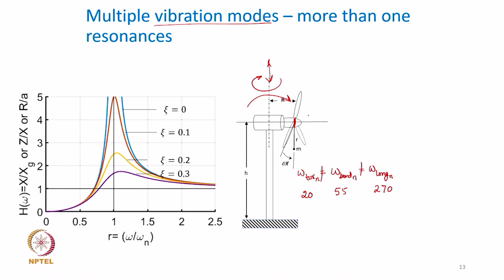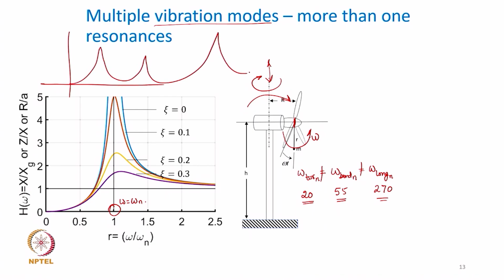So, the excitation frequency, which is the rotational frequency of the shaft, I need to ensure that it is neither matching with this natural frequency nor with this nor with that. Okay. So, this graph which gives me the resonance point omega equal to omega n would actually now turn to multiple such resonance points. Even for a simple system with single mass and single spring, right, their modes could be different.